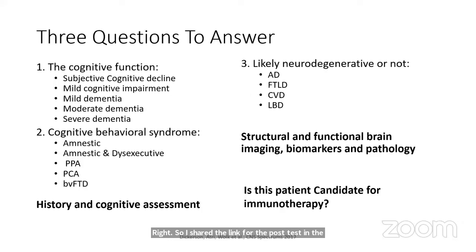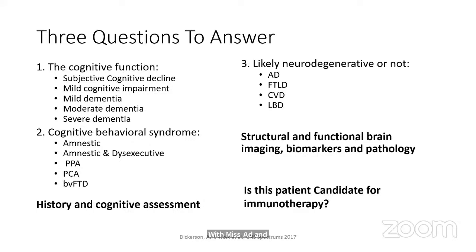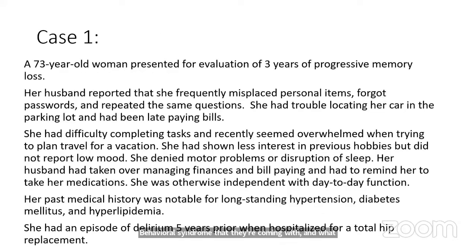I'll go over two cases quickly. If you remember in my talk earlier, we talked about 3 questions to answer. So we need to know the cognitive function, which we've gone through with Ms. Suad and myself in the previous presentation. What's the behavioral syndrome that they're coming with, and what is the most likely underlying pathology? Now let's go to this first case.